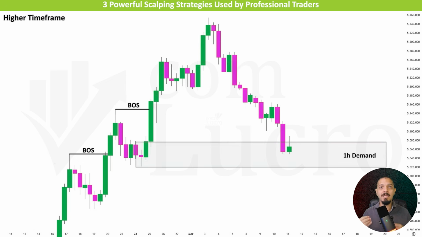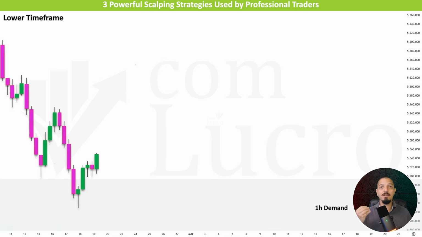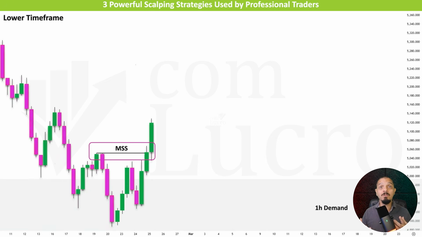Once price taps back into the zone, move down to the 5-minute chart and closely observe the price action for signs of a reversal. This will act as your first confirmation before you begin looking for an entry. That confirmation can come in the form of a market structure shift or a clear change of character. Either way, it becomes your first layer of confirmation.